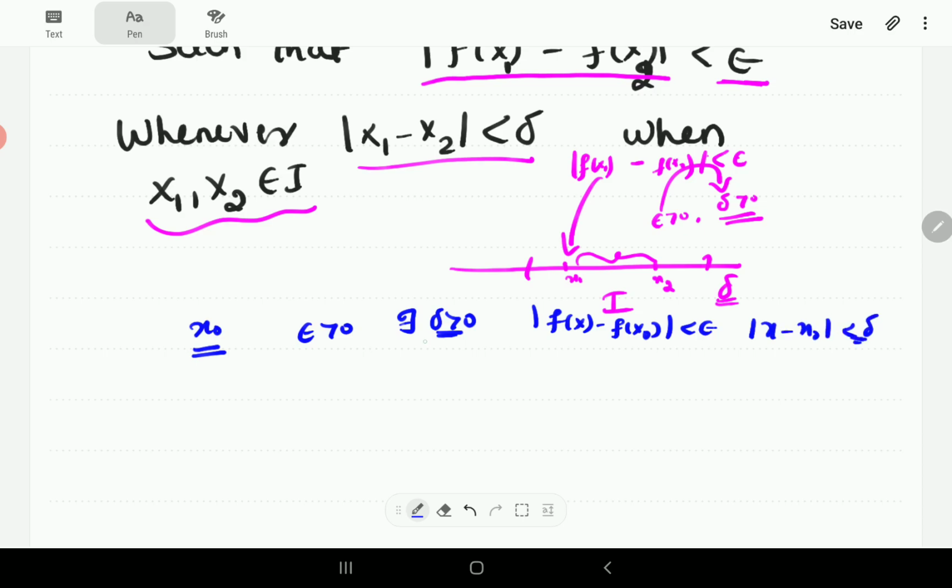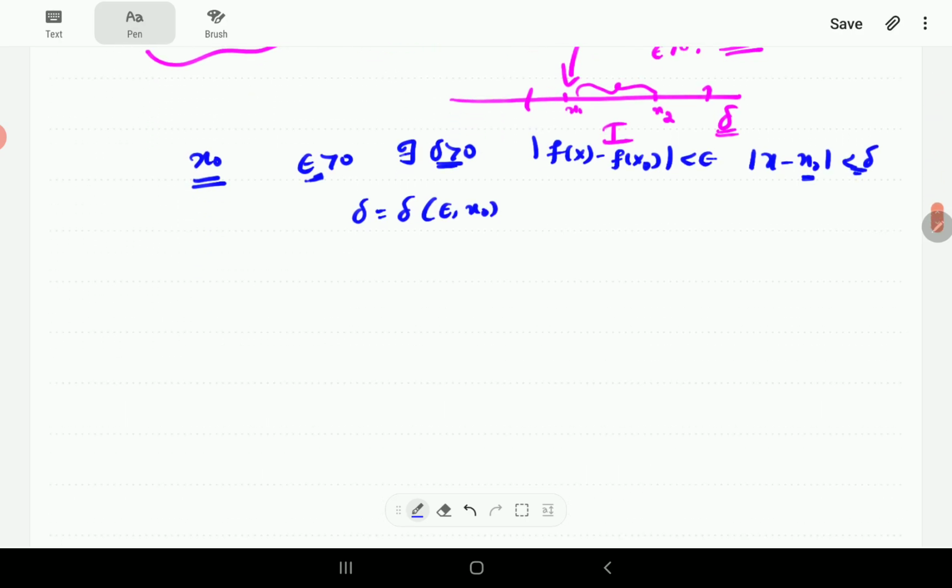Now this delta in general not only depends on epsilon here but also depends on the point x naught at which the continuity of the function f is being considered. So in general, delta depends on the epsilon value and the x naught value.